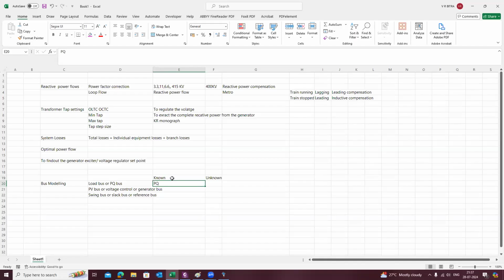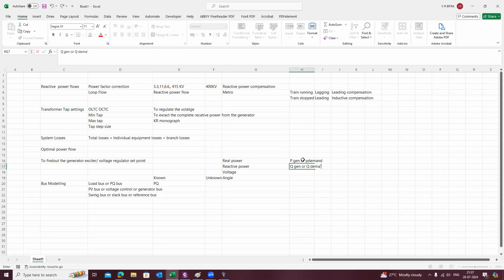Generally in power system, everything we talk about is with respect to four parameters: real power, reactive power, voltage, and angle. P, Q, voltage, angle: these are the four parameters based on which the buses are defined. Here, P defines P generation or P demand, and Q could be Q generation or Q demand, right? This is not really voltage generation, that is only the voltage here.